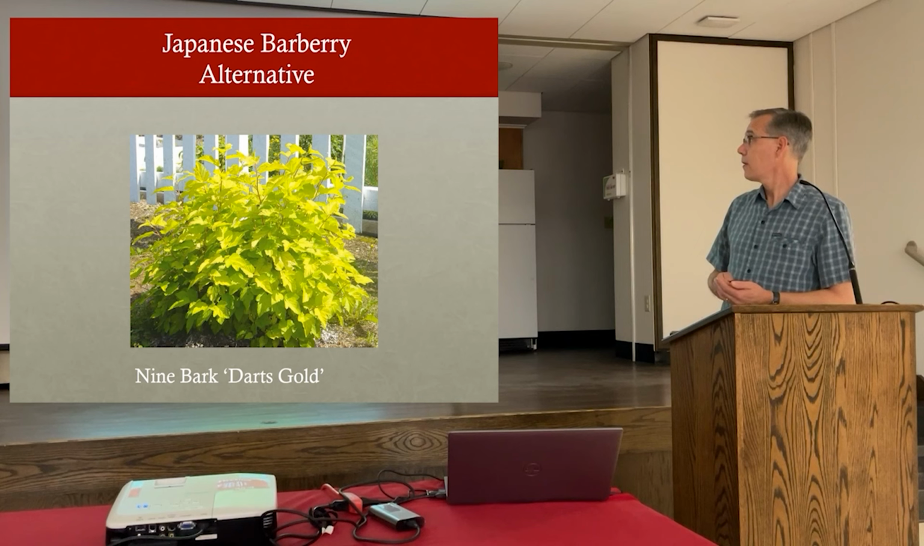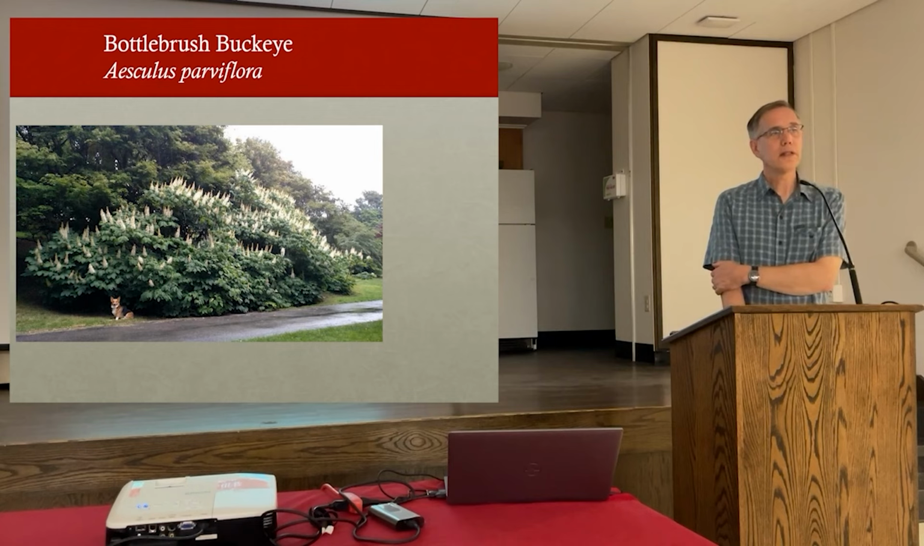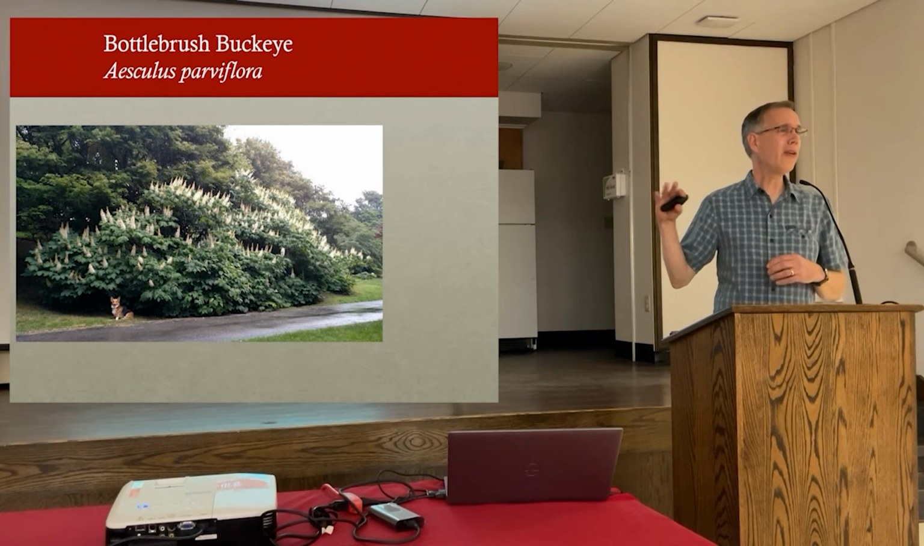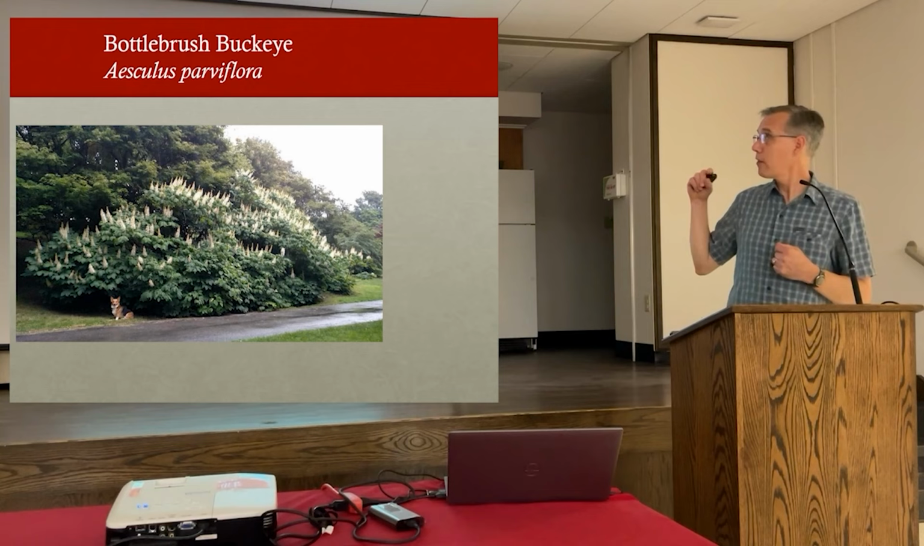Here's one that I really like, and this was taken up in Rochester's Highland Park. This is the bottlebrush buckeye. It is a native plant, and it forms a grove. It flowers in midsummer when not a whole lot else is in flower. And it does get pretty big. My wife said to be sure to point out that that's a corgi there, so it's a pretty small dog there for scale.